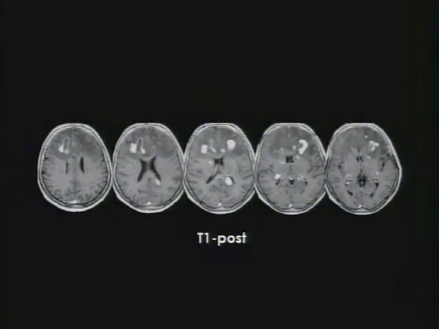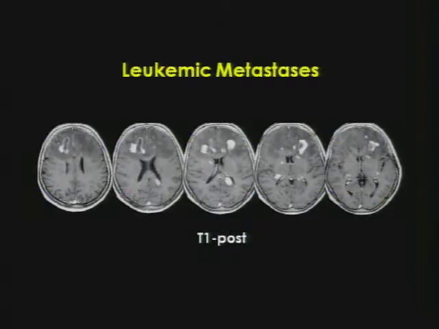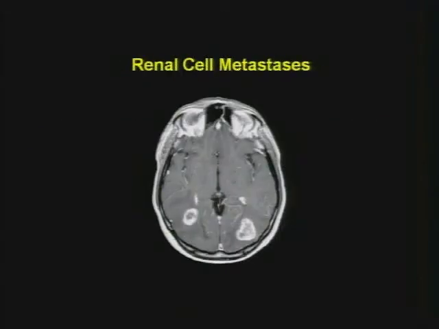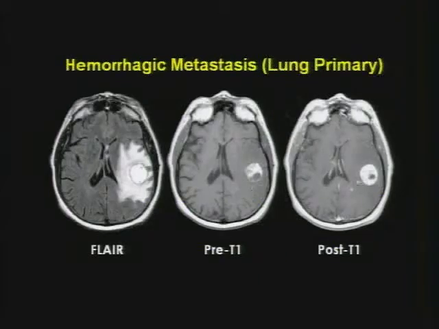But the most helpful hint, in my opinion, is the post-GAT T1. When you see multiple enhancing masses, you've got to think about metastases. Here happens to be a leukemic metastases. Here's a patient with renal cell, 2 masses. Here's a case that I showed you earlier of a gentleman with a hemorrhagic lung metastases.